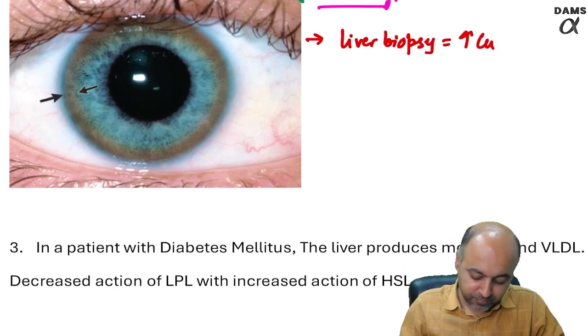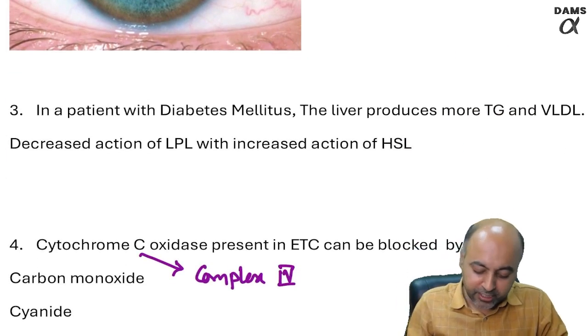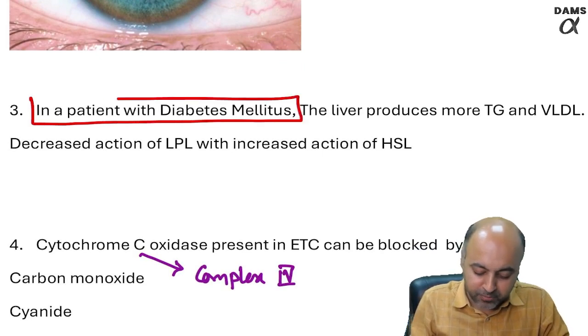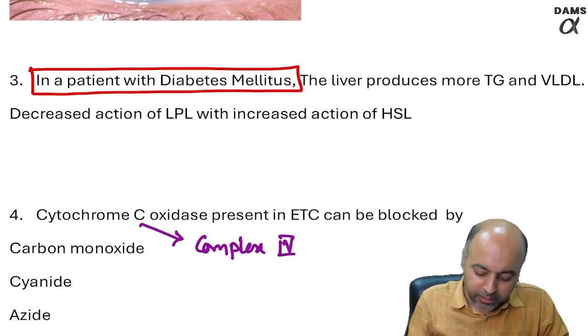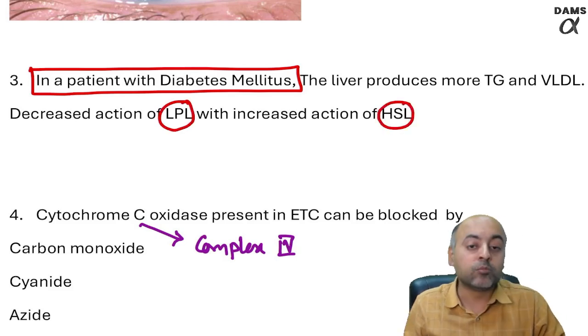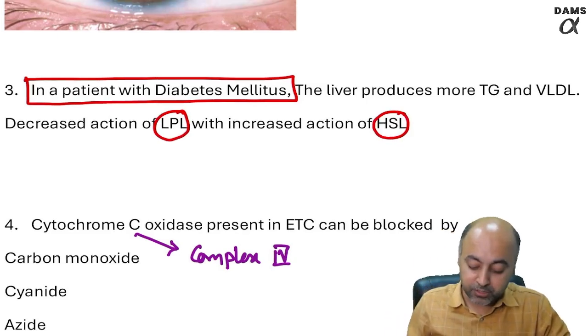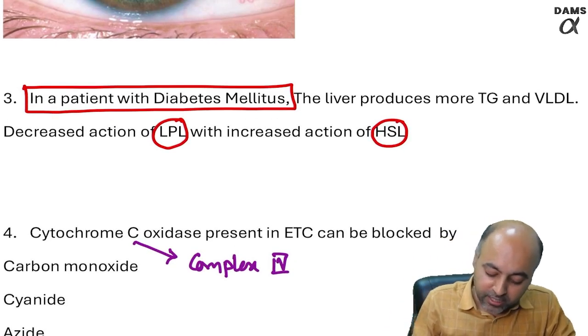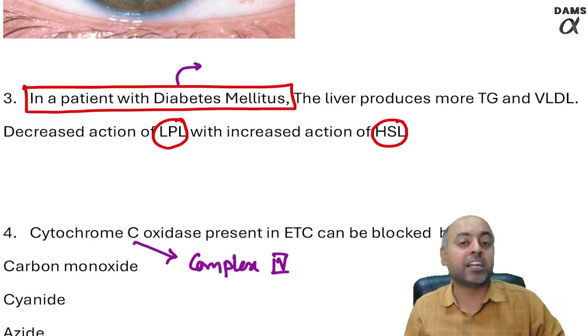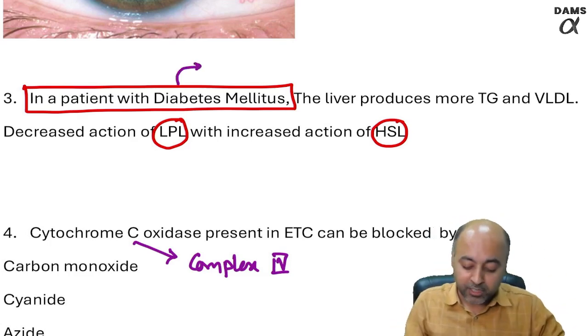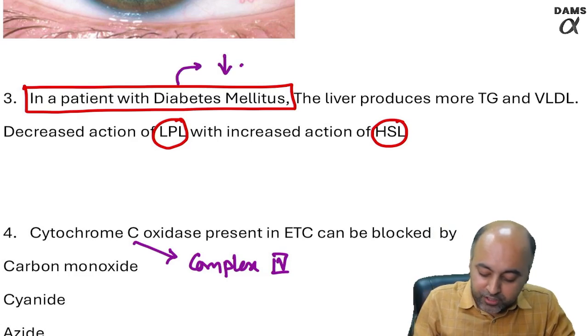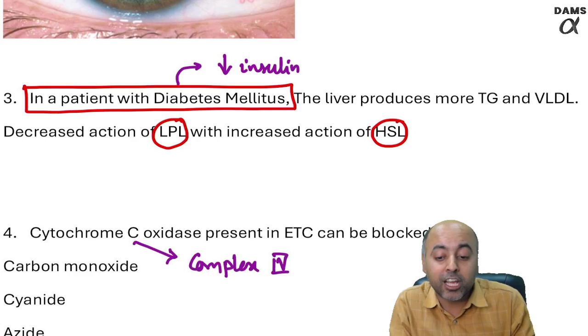Now, very frequently we are getting this question: what happens in a patient of diabetes mellitus, and typically they are asking about the effect on lipoprotein lipase and the hormone sensitive lipase. LPL stands for lipoprotein lipase. The first thing we have to understand is, as soon as you mention diabetes mellitus, whether it is type 1 or type 2, there is a functional deficiency of insulin. In type 1, insulin is not being produced. In type 2, what is happening?